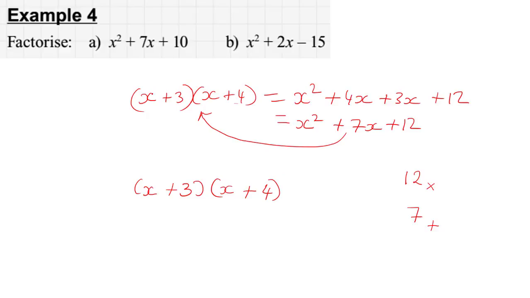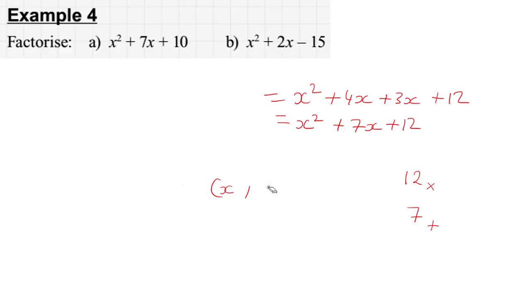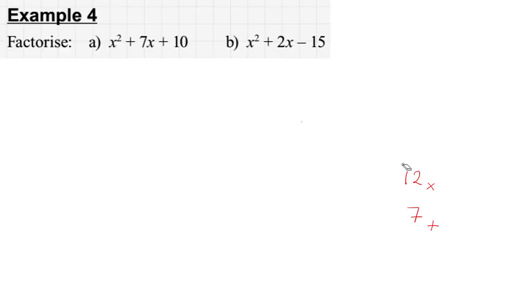Now let's look at question A and question B quickly. They're asking you to factorize the expression, which means writing the expression using brackets. So factorizing means writing the expressions using brackets. That's what we want to do now. Okay. So the expression they're giving me is x squared plus 7x plus 10.